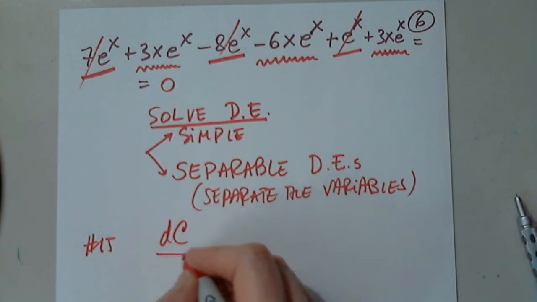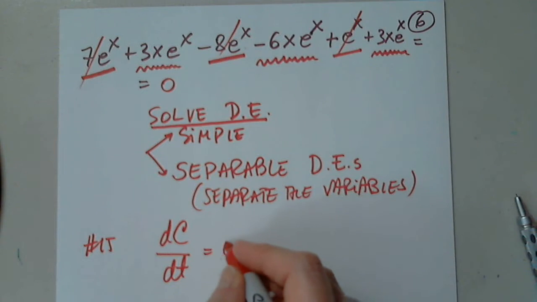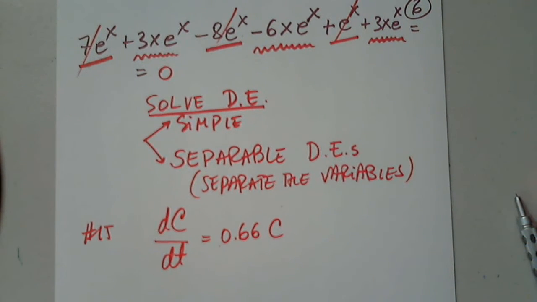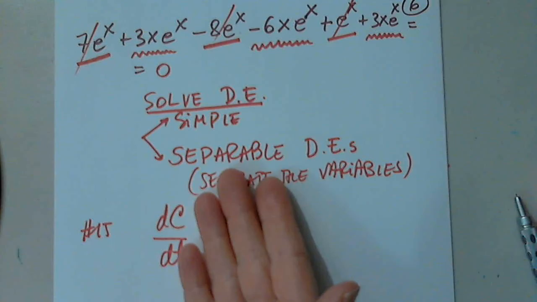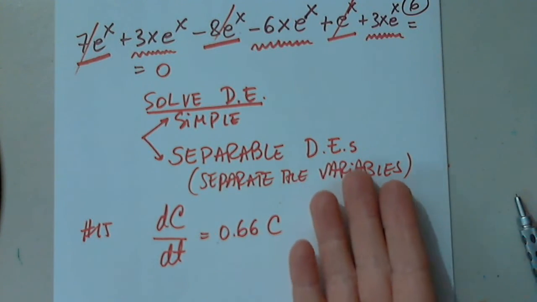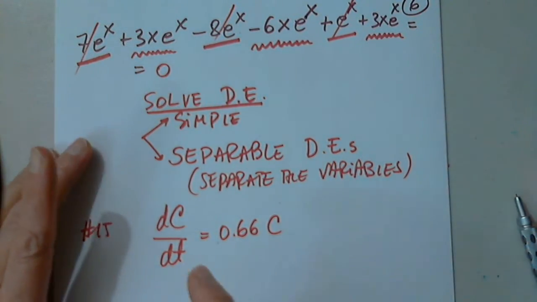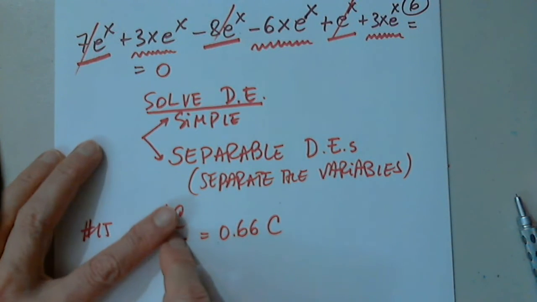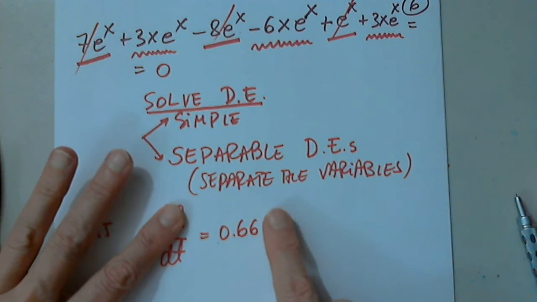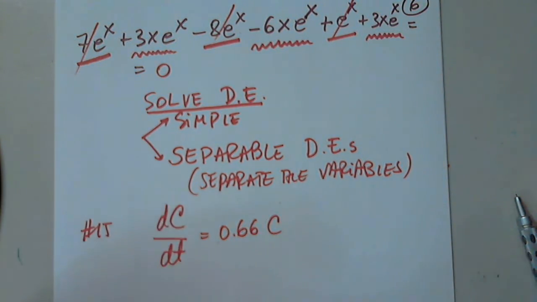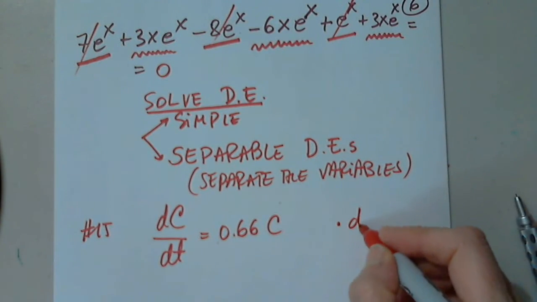So I have dc over dt equals 0.66c. Okay, so what do I notice? This is a situation in which I have to separate the variables. What does that mean? I see dc here, and I see c here. I don't want to have c on both sides. So my first step will be, first of all, I will multiply by dt.